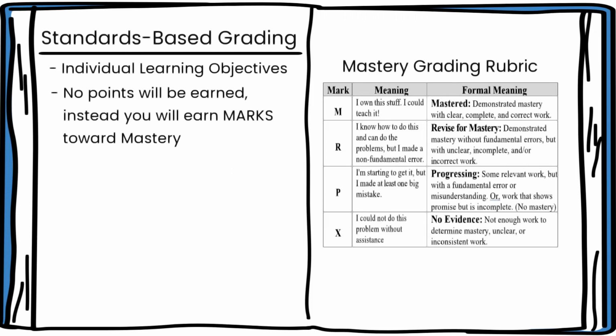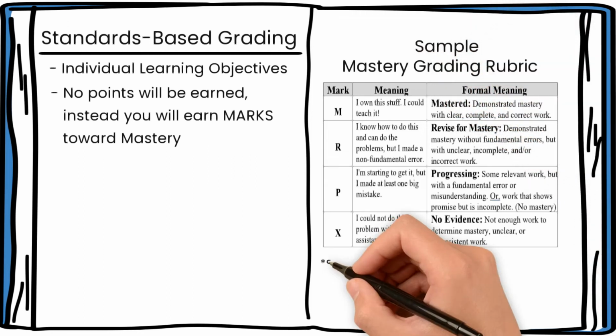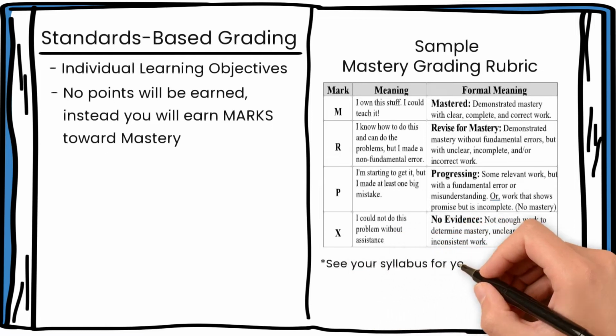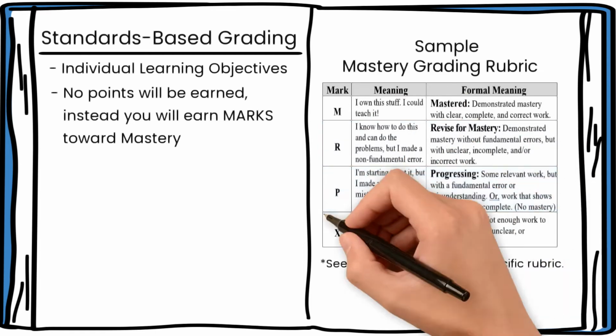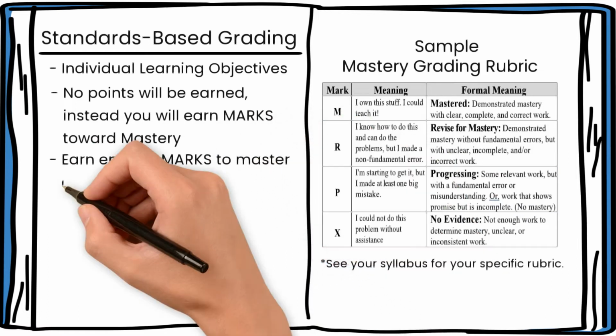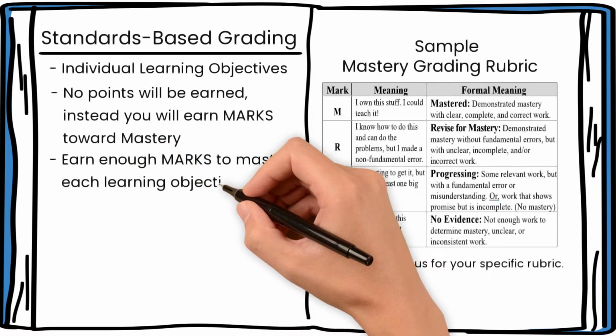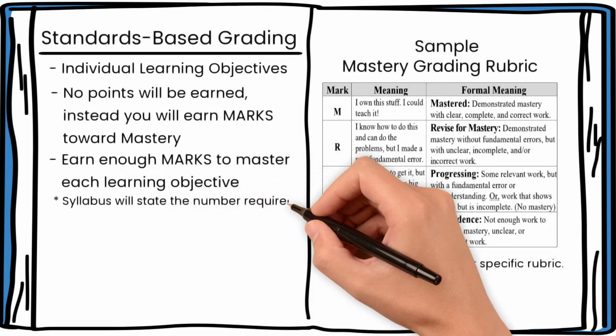grading rubric. Here's a sample rubric to give you an idea of the course expectations. The official rubric for the course will be listed in the syllabus. In this example rubric, M represents mastered, R stands for revise for mastery, P means progressing, and X indicates no evidence. To master each learning objective, you will need to earn a specific number of M's. The syllabus will list the required number of M's for each objective.